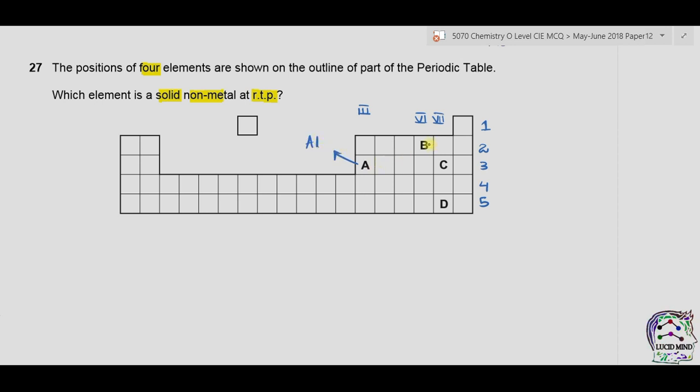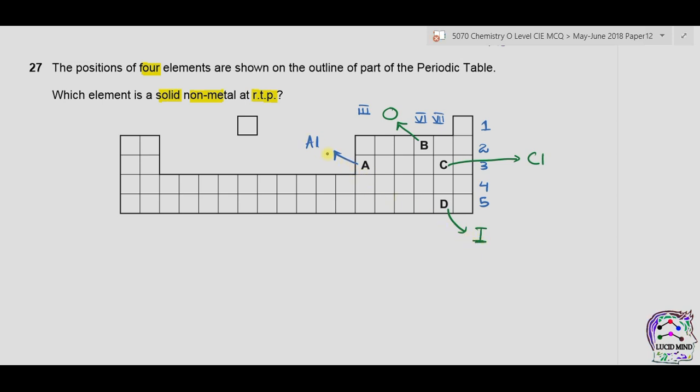Now looking at the periodic table, in group 3 and period 3 we have element which is aluminum. In group 6 and period 2 the element present is oxygen. In group 7 and period 3 the element present is chlorine. In group 7 and period 5 element present is iodine.